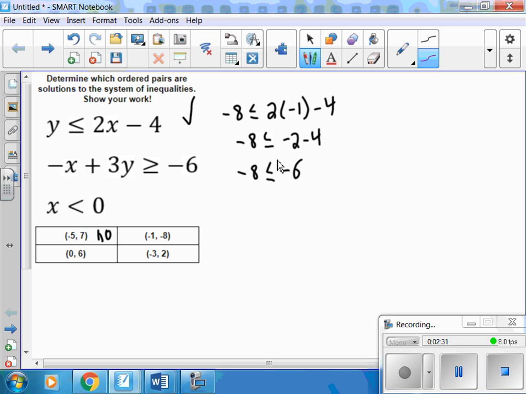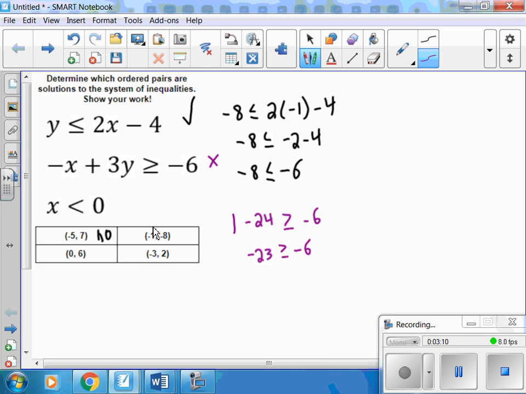All right, let's try the other one. We're going to plug -1 in for this x right here. A negative on the -1 makes it a +1. 3 times y, that's 3 times -8, that's -24. Okay, so now 1 minus 24, and then we're going to have -6 here. 1 minus 24 is -23, and that's greater than or equal to -6. -23 is not greater than -6. That does not work here.